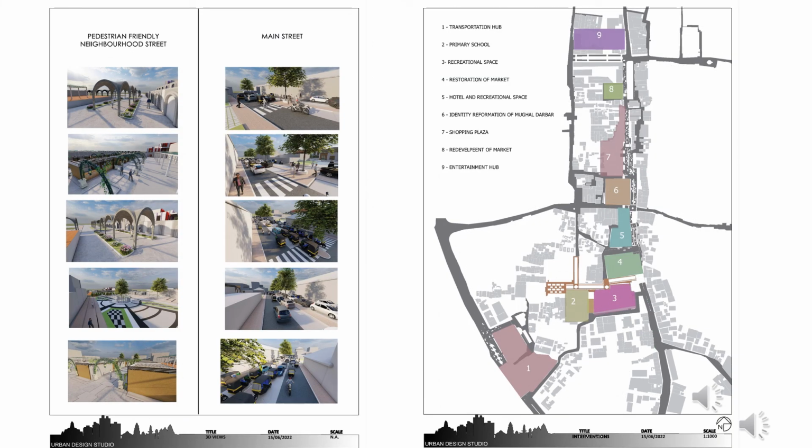Now these are the 3D views of the pedestrian friendly neighborhood street and the main street, that is Damodar Street. These were our 9 proposals. First is transportation hub, the primary school, recreational space, restoration of market, hotel and recreational space, identity reformation of Mughal Darbar, shopping plaza, redevelopment of market, and the entertainment hub.